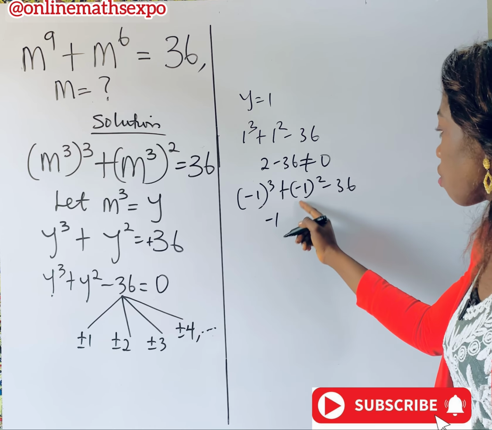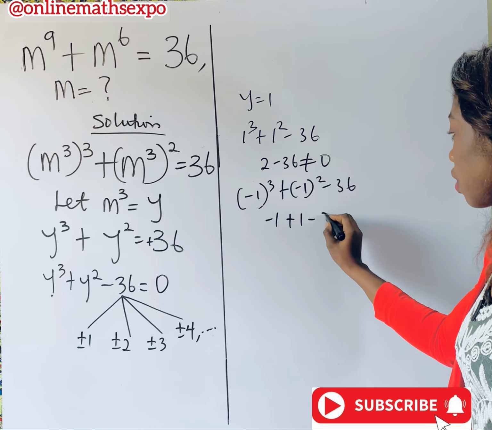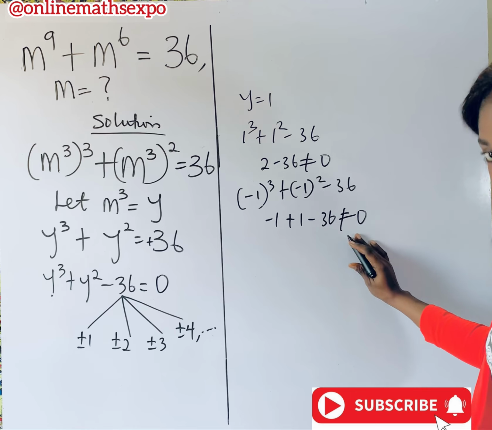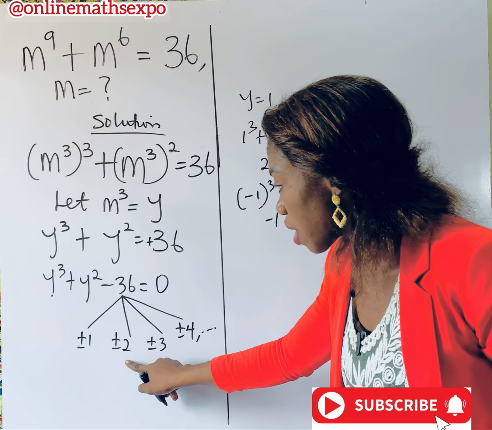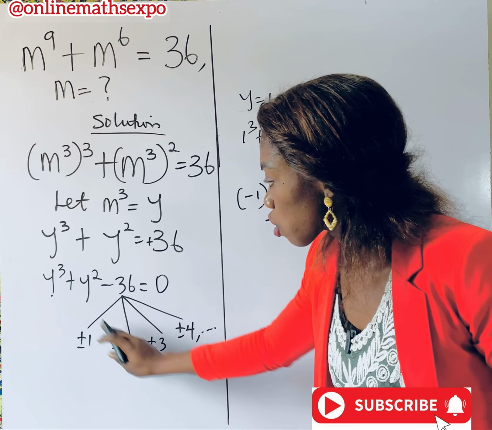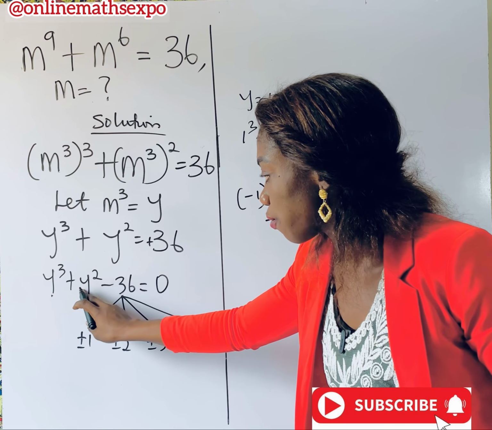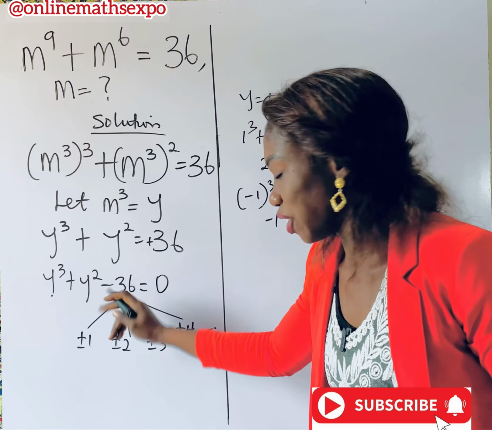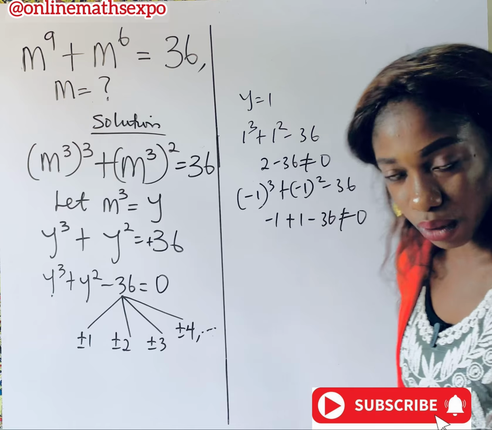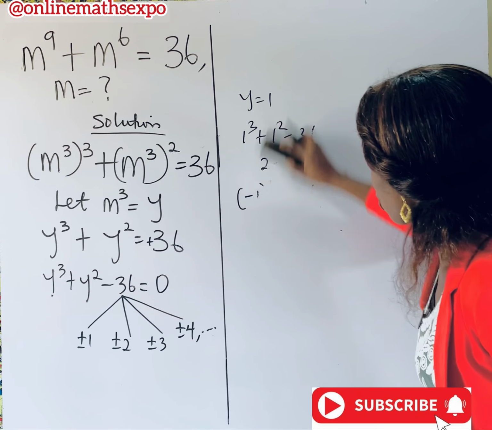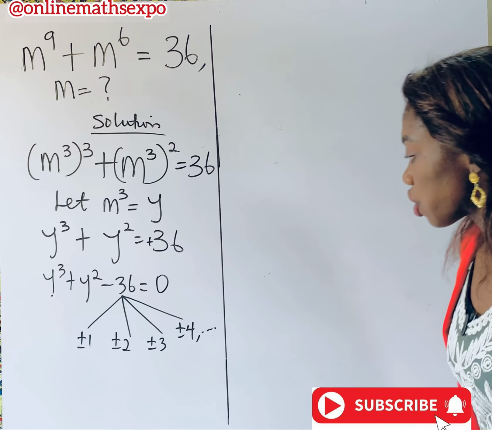This will give you negative 1. This is plus 1 minus 36. Still not equal to 0. You can also do the same here. But looking at this, when you plug 2 here, you're getting 8, you're getting 4, which will give you 13 minus this, still not up to 0. So what do we do? Let's check the next term, which is 3.